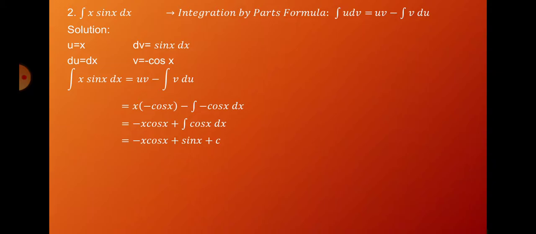So the integral of x sine x dx equals uv minus the integral of v du. So x times negative cosine x minus the integral of negative cosine x dx equals negative x cosine x plus the integral of cosine x dx. The answer is negative x cosine x plus sine x plus c.